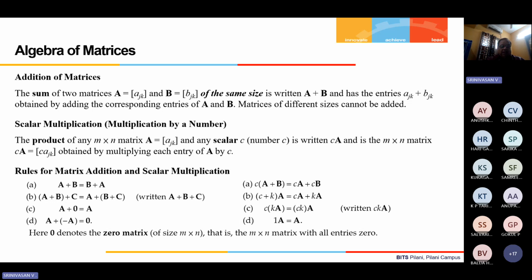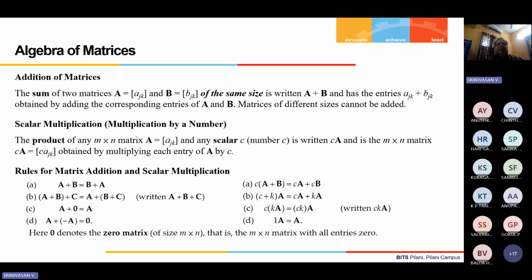Okay. Then A plus 0 equal to A. But it is not 0 here. 0 means actually cap O. Cap O means 0 matrix. You can't just add an integer with A. You can multiply a constant by a matrix, that is, every entry of the matrix gets multiplied by that single constant. But you can't add any integer with any matrix. You can add 0 matrix.